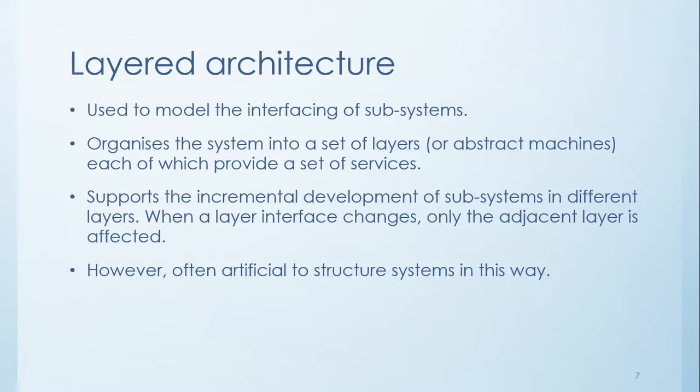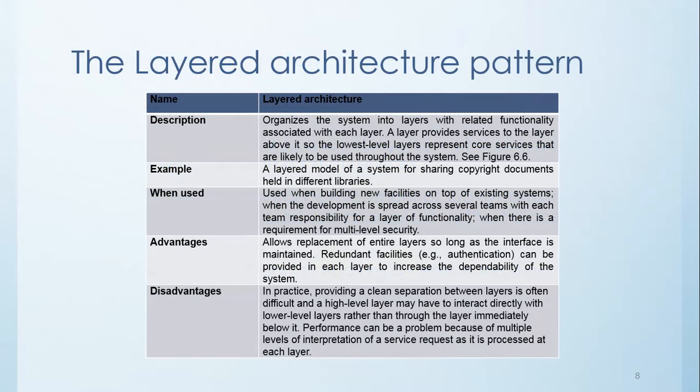The next pattern that you're going to come across is layered architecture, which is used to model the interfacing of subsystems. It organizes the system into a set of layers or abstract machines, each of which provide a set of services. It supports the incremental development of subsystems in different layers. When the layer interface changes, only the adjacent layer is affected. However, it is usually artificial to structure systems in this way. So we're going to go through an example in a sec on sharing copyright documents.